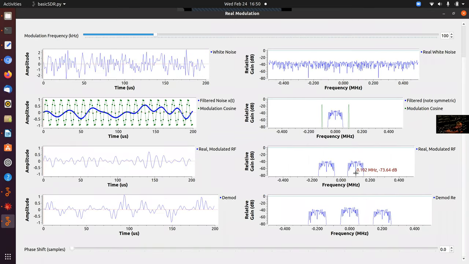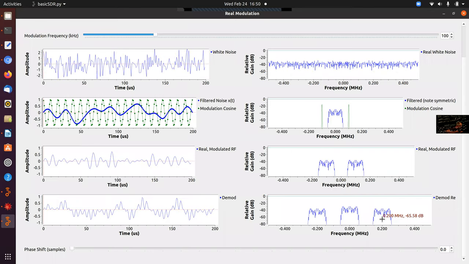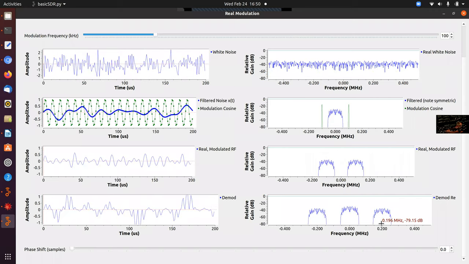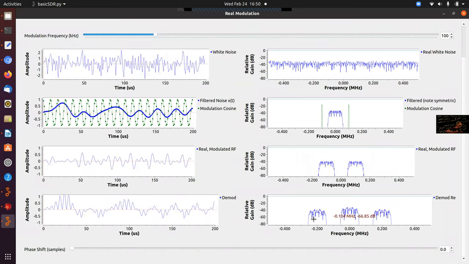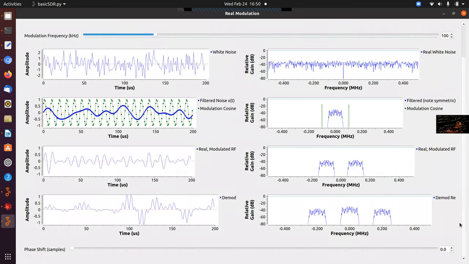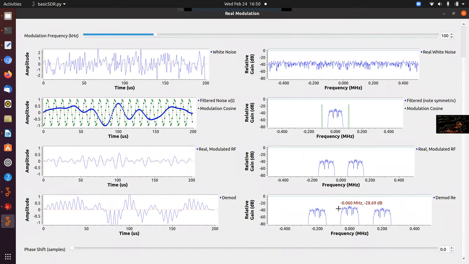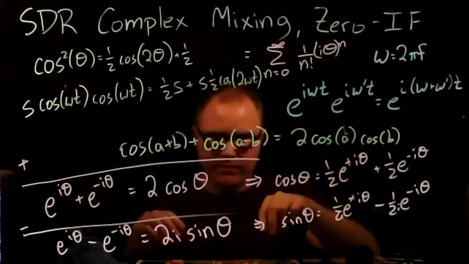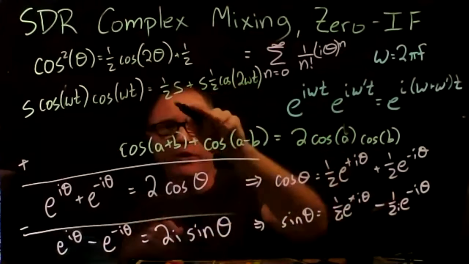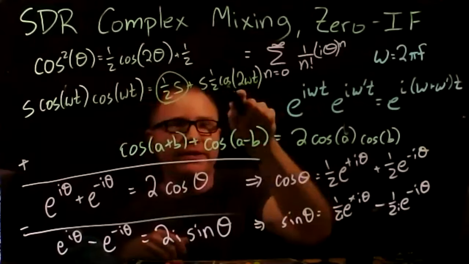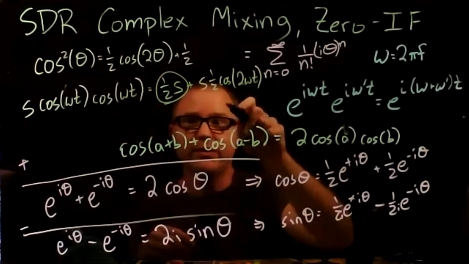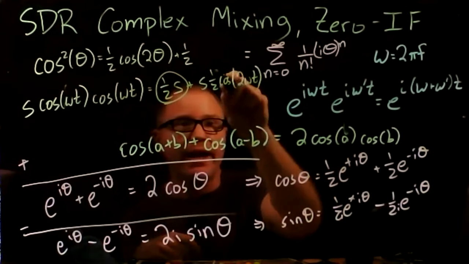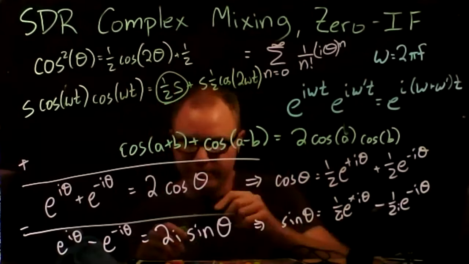So my modulating frequency is 100 kilohertz. So I'm going to have a signal around zero plus a signal around 200 kilohertz. And because everything's real, I'm going to have a symmetric spectrum. And now the question is, what happens when I want to recover my original signal? Well, I have my original signal plus this thing at twice the frequency. And what I can do is just low pass filter and recover the original signal.